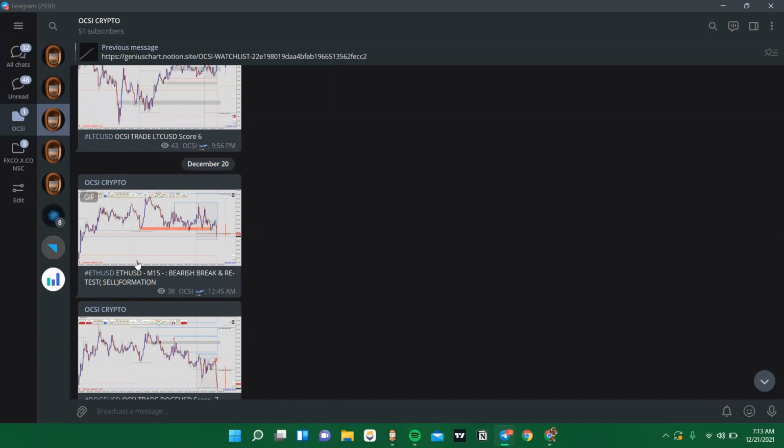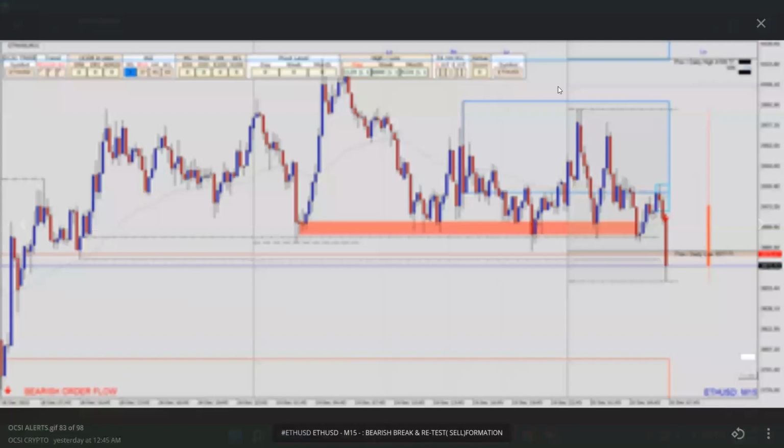What this alert is telling me, this alert is not telling me, hey, go sell ETH USD right now. It's not telling me that. This alert is telling me, hey, there is a bearish break and retest formation in ETH USD right now. Go check it out. It might be something there. It might be leaving that zone. You understand? So, in that way, me as a trader that understands market order flow, I'm going to check that chart out. Okay, I'm gonna boom, open it up.